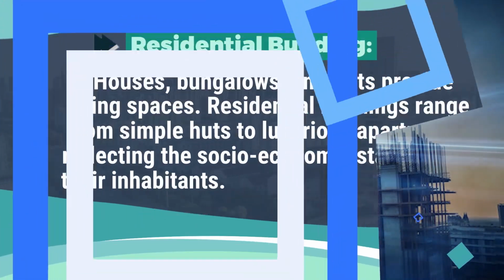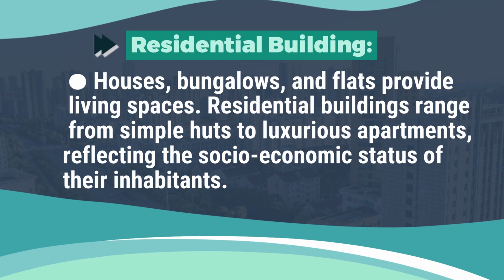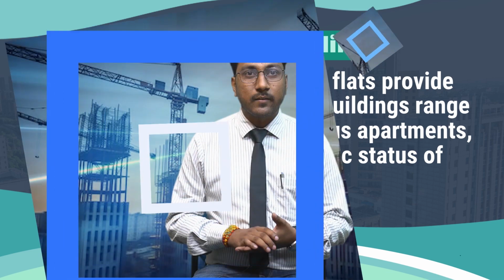Then what is building? Humans require various types of buildings for different activities. Each type of building has specific requirements and contributes to the overall development of society. Here are some examples. First, residential buildings. Houses, bungalows and flats provide living spaces. Residential buildings range from simple huts to luxurious apartments, reflecting the socio-economic status of their inhabitants.